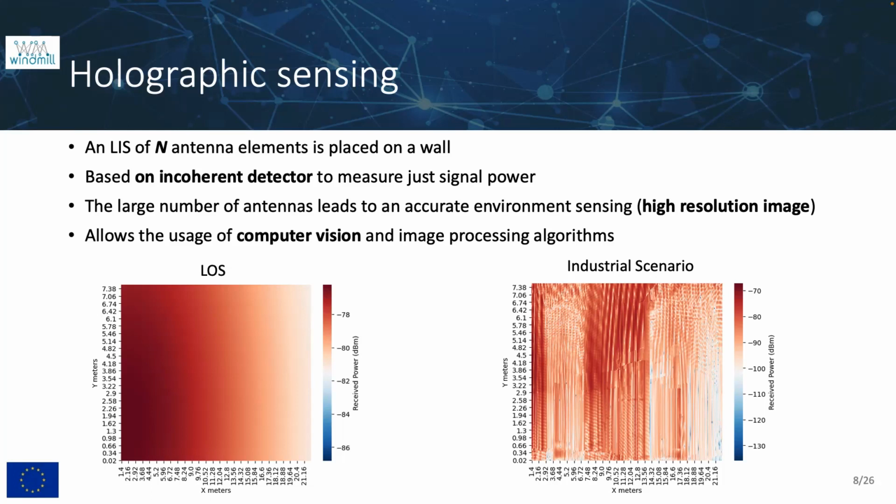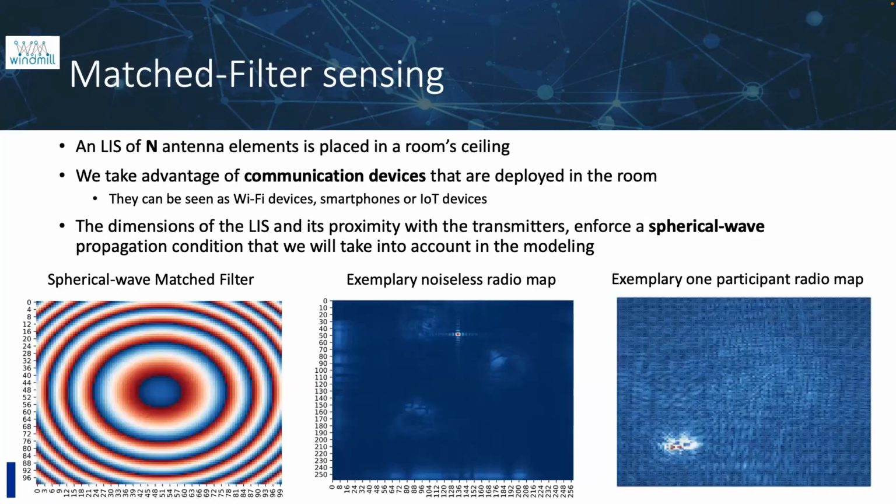So what we can see here is that the holographic image, or this is like the received power in the entire LIS deployed in the wall, is kind of capturing some shapes or, let's say, information about the environment. It's showing that we have some scatterers between the transmitter and the receiver, in this case the LIS. So here we are giving a hint of what's going on in the environment. This is the goal.